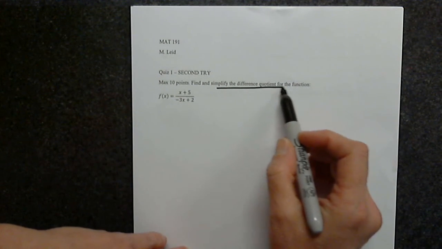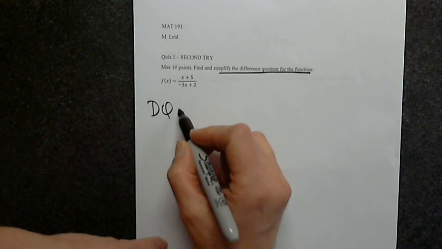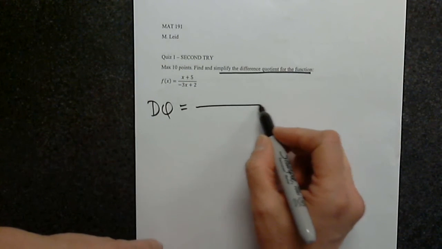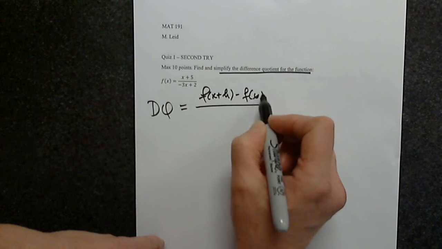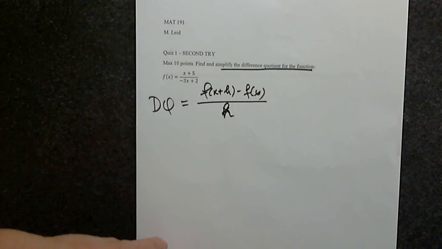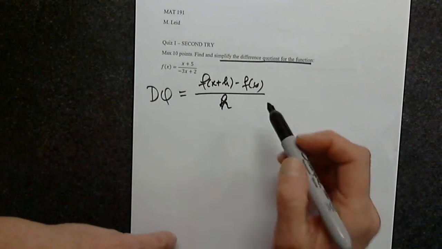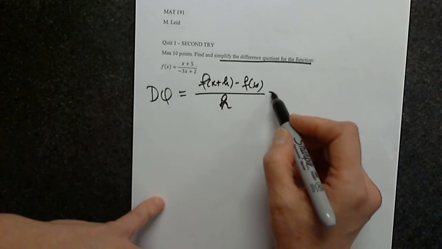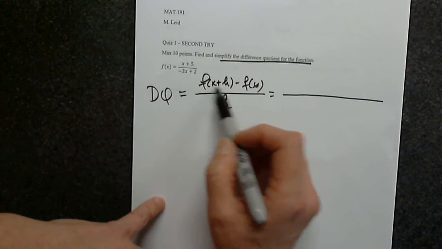The quiz from last time: find and simplify the difference quotient for this function. You have to write the definition, which is f of x plus h minus f of x divided by h. So please write it down. If you didn't get 10 out of 10, you may need to brush up on this. So the next step would be to replace x by x plus h.